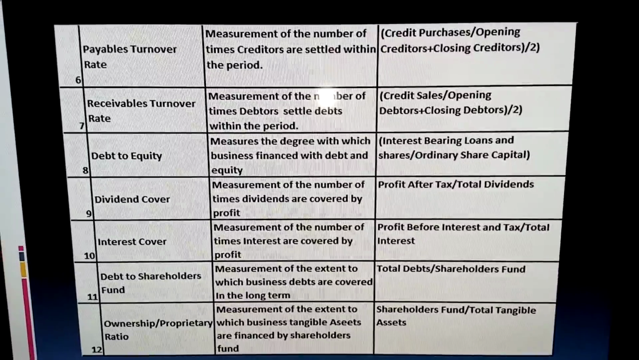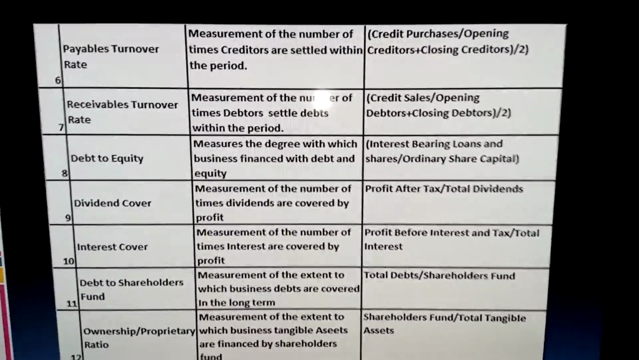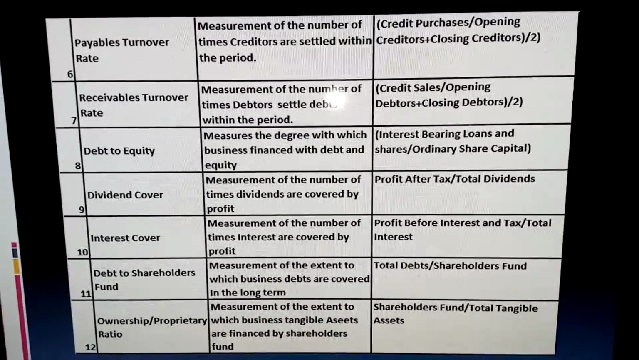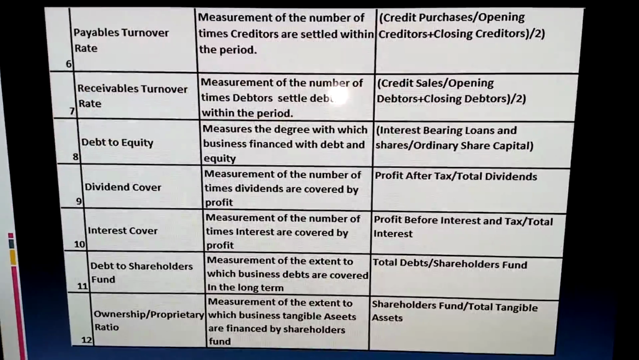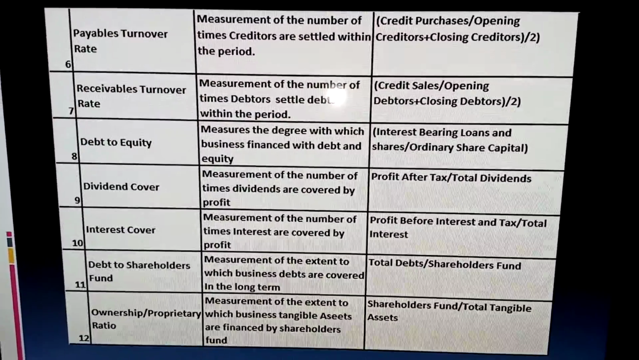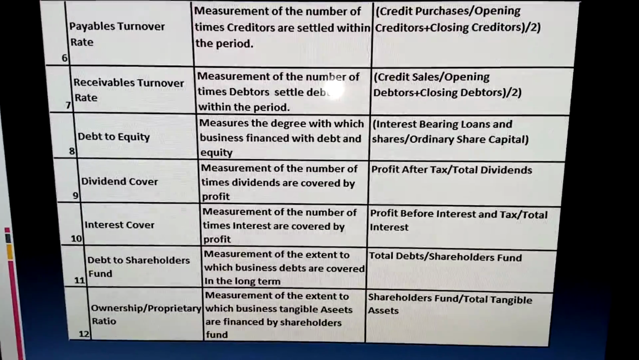What's the value of a creditor at the beginning of the period? What's the value at the end of the period? Add it together, divide by 2. You have your average creditors. So credit purchases divided by average creditors will give you what? The payables turnover rate. The number of times you settled your creditors.